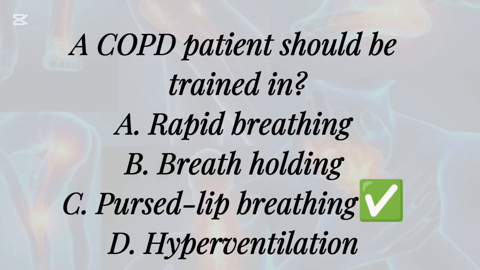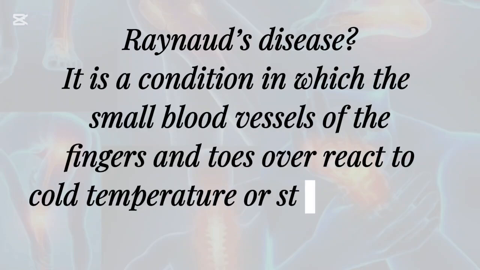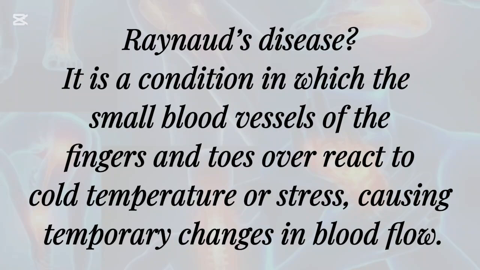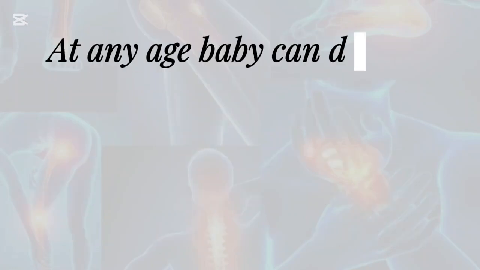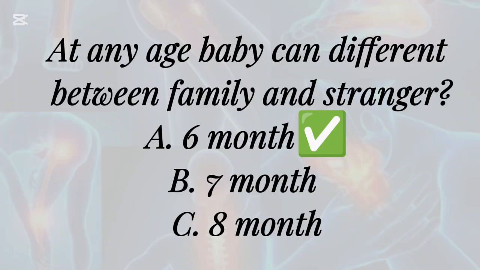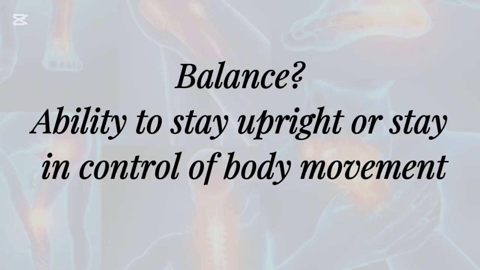A COPD patient should be trained in: A. Rapid breathing, B. Breath holding, C. Pursed lip breathing, D. Hyperventilation. Raynaud's disease is a condition in which the small blood vessels of the fingers and toes overreact to cold temperature or stress, causing temporary changes in blood flow. At what age can a baby differ between family and stranger? A. 6 months, B. 7 months, C. 8 months. Balance is the ability to stay upright or stay in control of body movement.